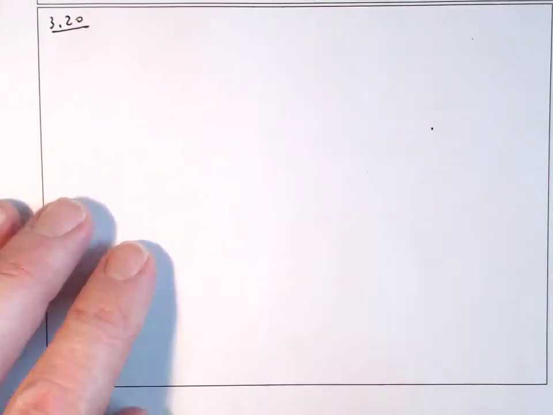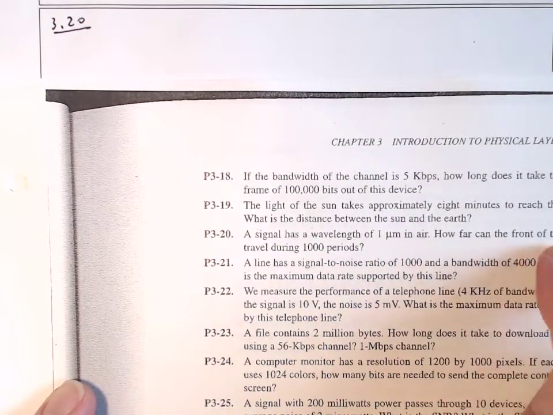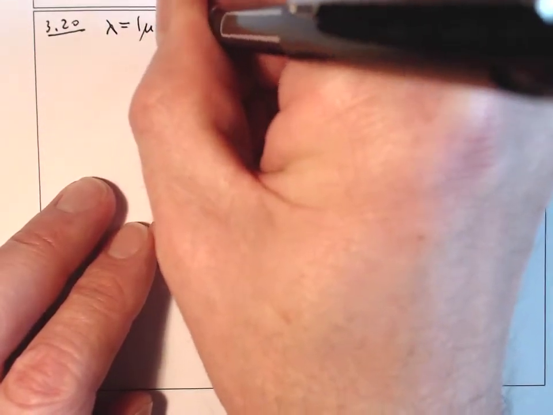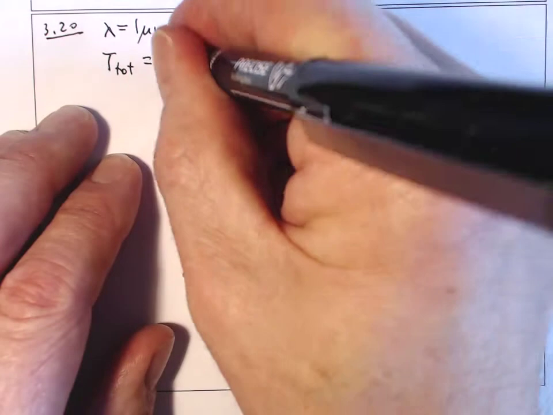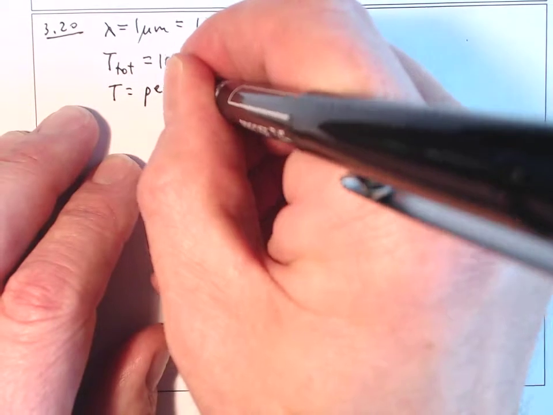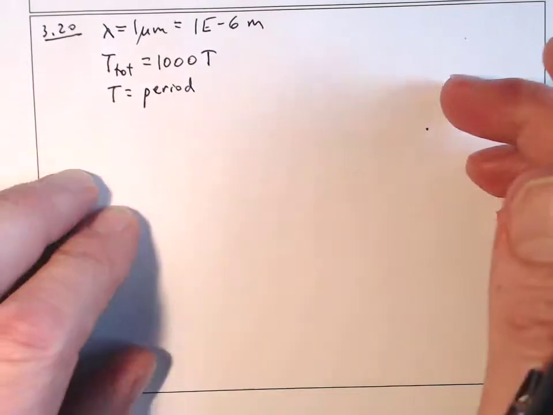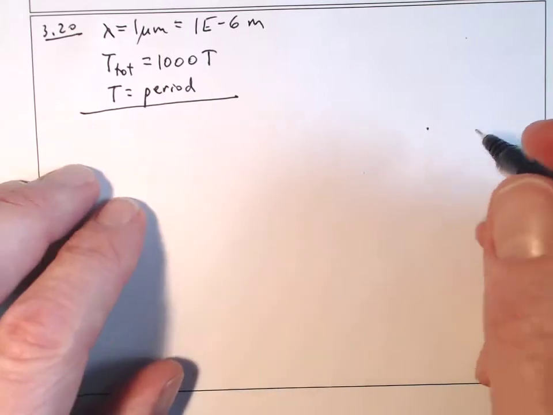In 3.20, they say a signal has a wavelength of 1 micrometer in air. How far can the front of the wave travel during 1,000 periods? What I'll do is say that lambda is 1 micrometer, or 1e minus 6 meters. The total amount of time we're talking about here is 1,000 T, where T is the period. We're asking how far this thing goes. Well, we know that a wave travels one wavelength in one period.